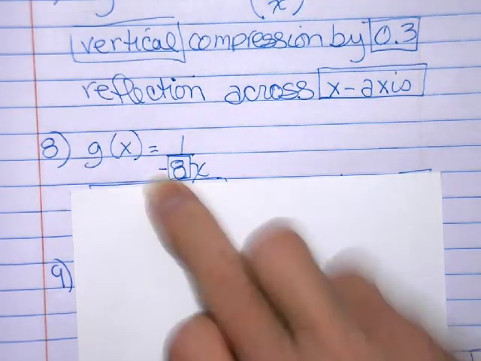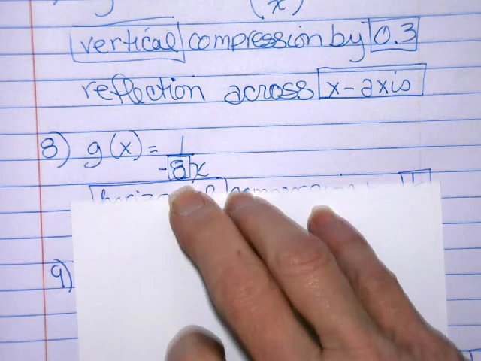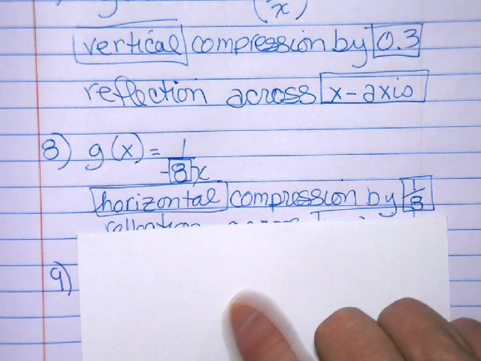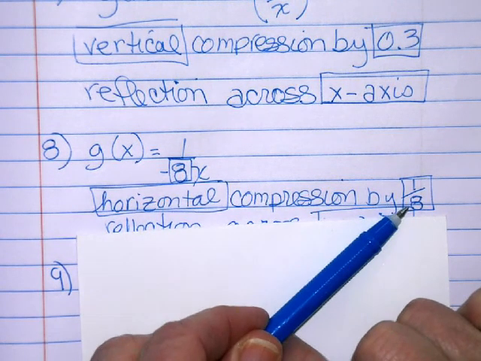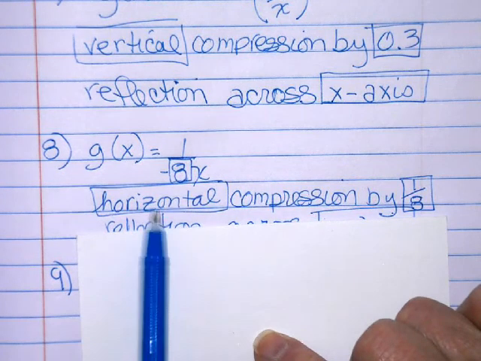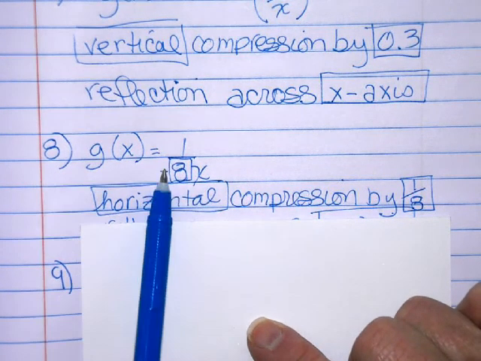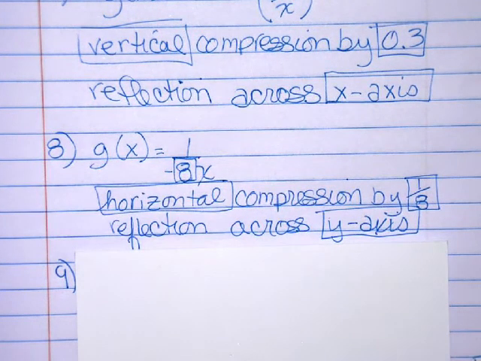Okay, last one. That's a negative. It's 1 over a negative 8x. I boxed out the 8 because remember that's what you're multiplying by, and you got to flip it because it's downstairs there. So it's a horizontal compression by an 8. The 8 is next to the x, therefore you've got to flip it to talk about it, and it's the horizontal game. Now the negative is next to the x, it's in the denominator, therefore it reflects across the y.